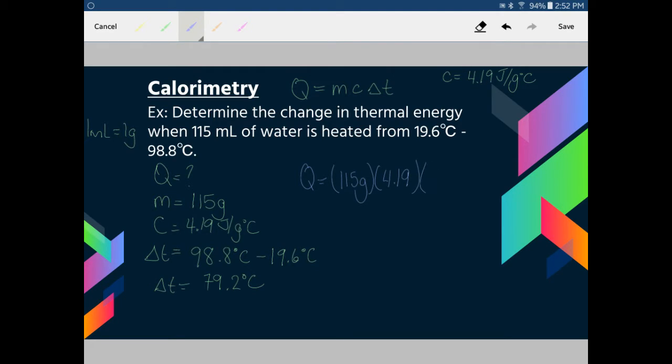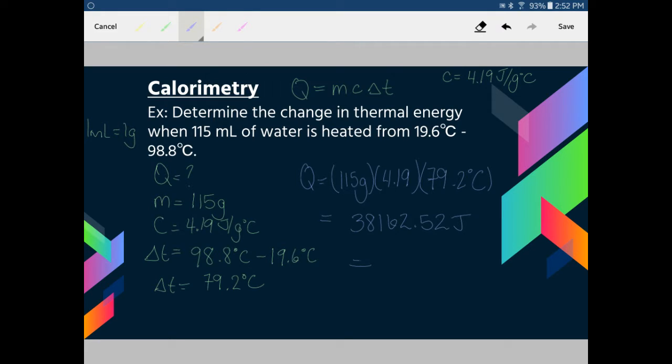So when we plug this all into our calculation, we get Q equals 115 grams times 4.19 times our 79.2 degrees Celsius. And when we get this value, we get 38,162.52 joules.